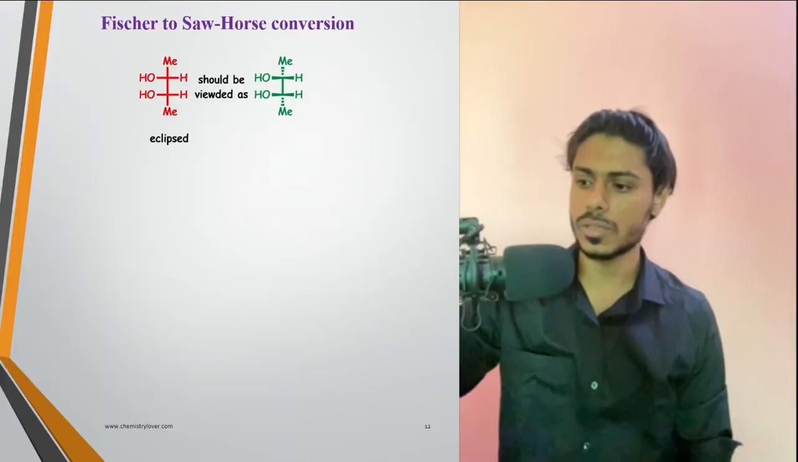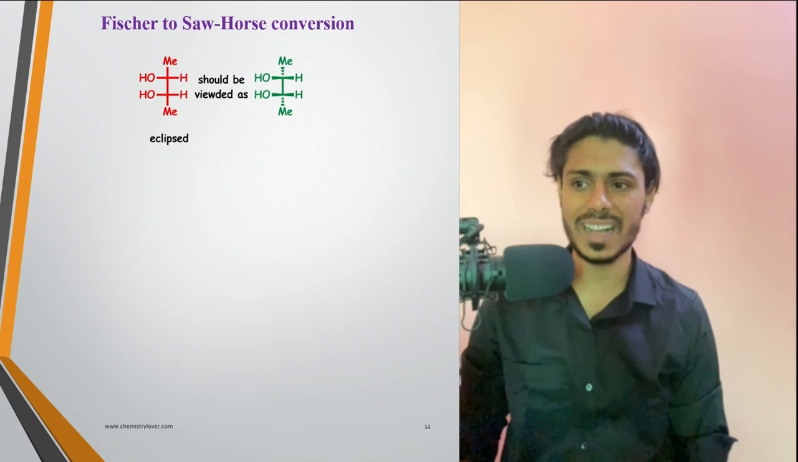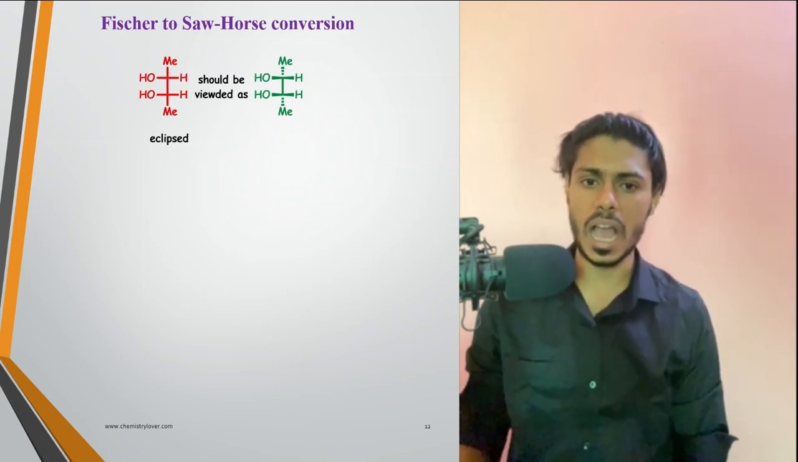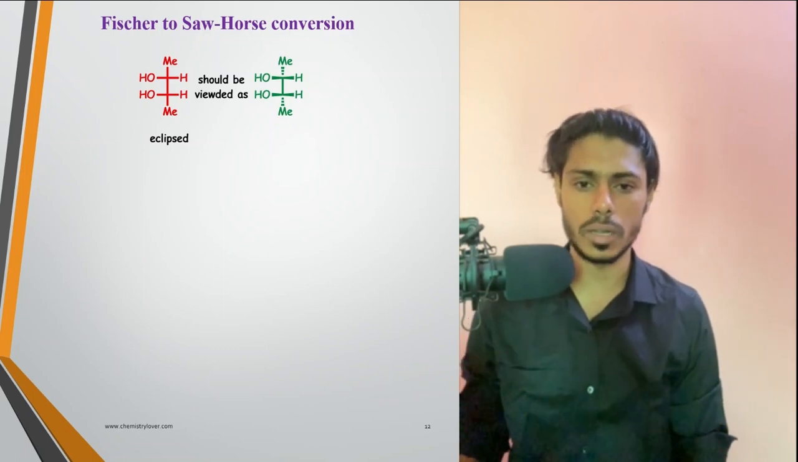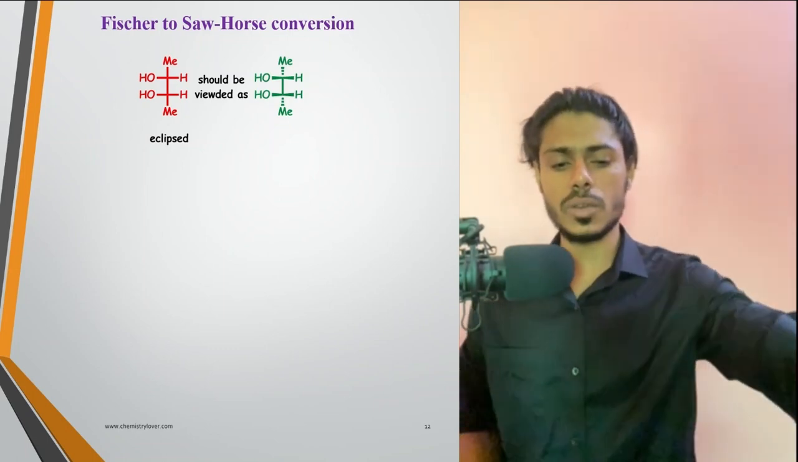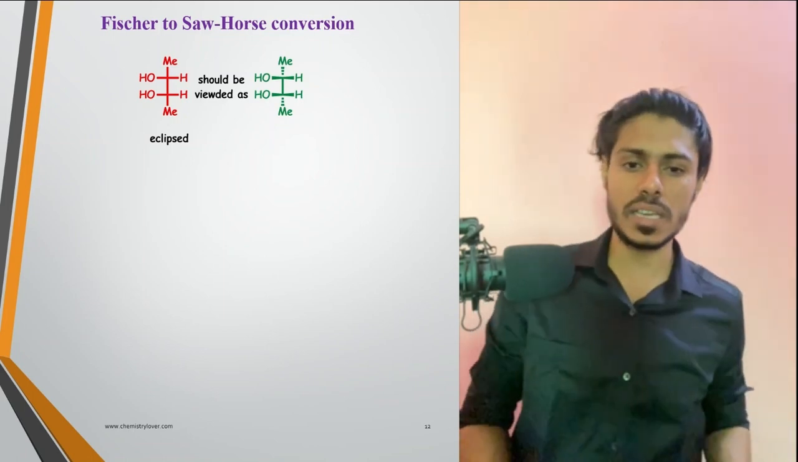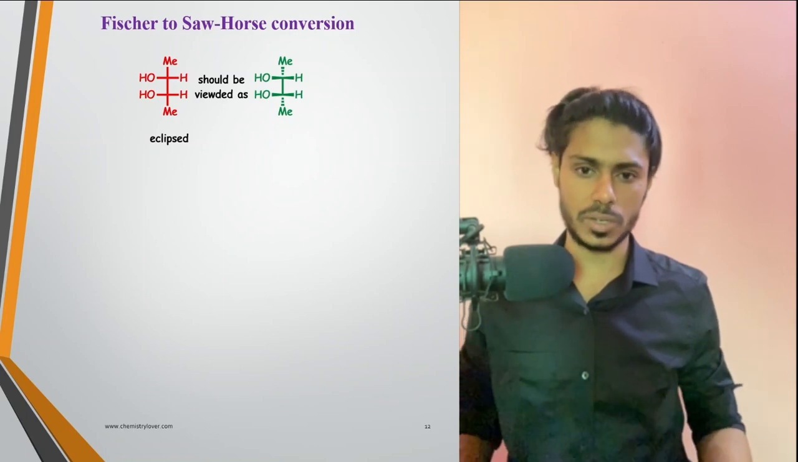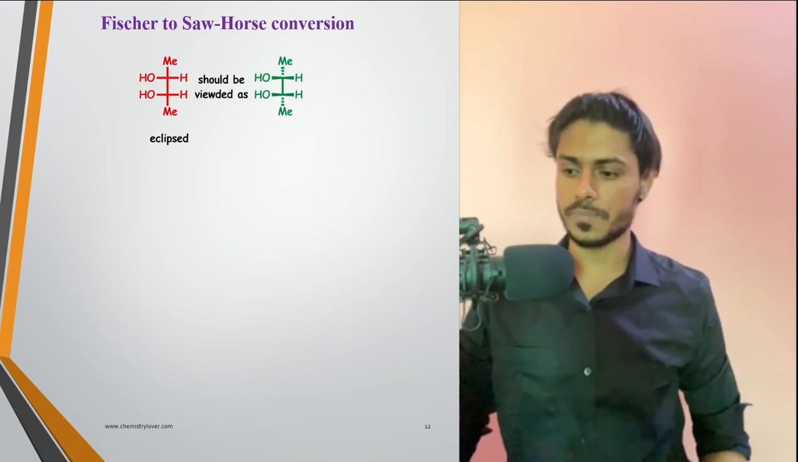Now we will see how you can convert one projection formula to another. That is very important. If you cannot convert one projection formula to another, you cannot solve a single problem in stereochemistry. This is very important. You have to learn it. So first you have to look at the molecule in the correct way. Okay, so the Fisher projection formula is the red one, but how we have to look at the molecule is the green one. One thing you should remember is the green representation is just for your understanding. This is not any proper representation. Okay, it is just for your understanding.